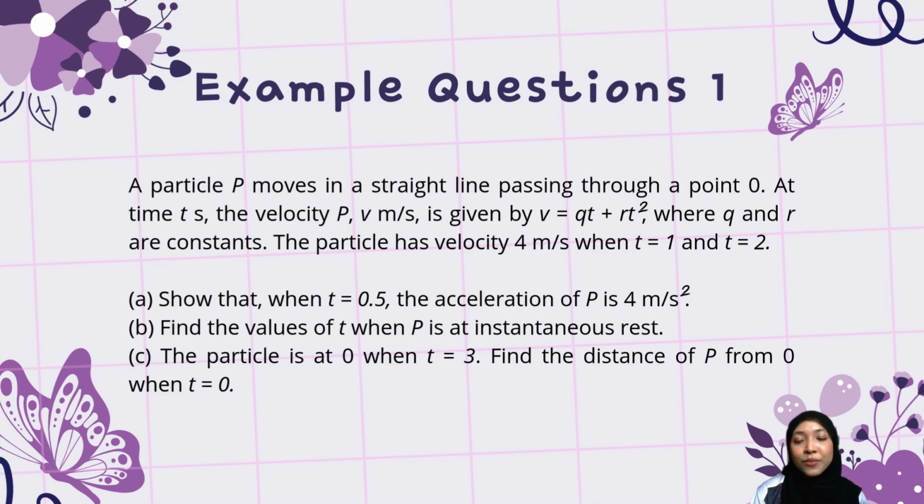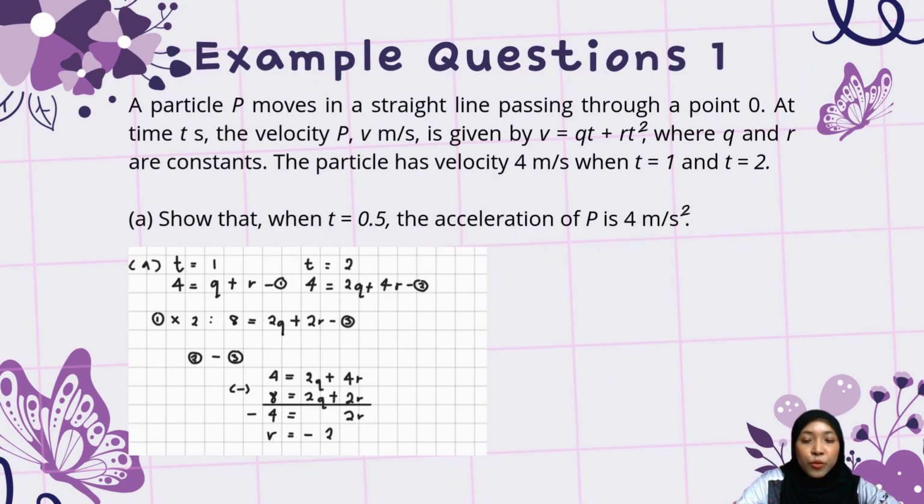After hearing the brief explanation about the calculus in kinematics, now I will explain how to answer the example questions. So we move to question number one: a particle P moves in a straight line passing through a point O. At time t seconds, the velocity v m/s is given by v equals qt plus rt squared, where q and r are constants. The particle has velocity 4 m/s when t equals 1 and t equals 2.